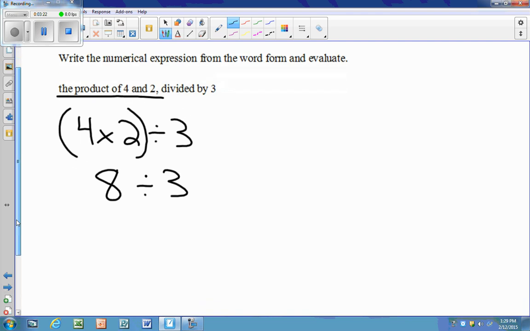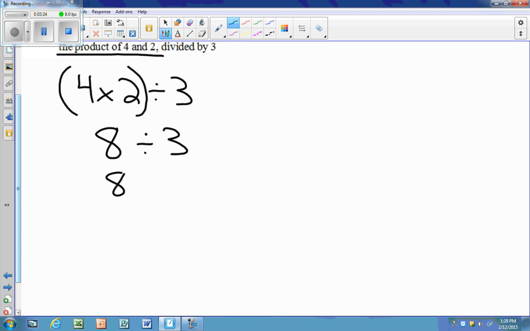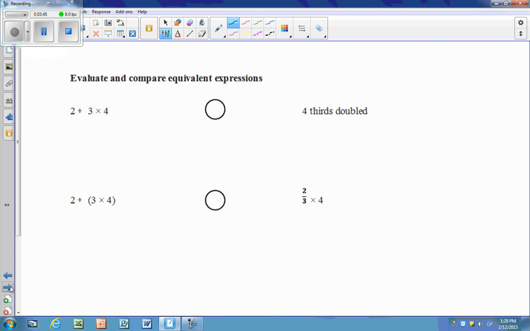And as we learned earlier this week, 8 divided by 3 is 8/3 because it's 8 and this line here means divided by 3. Well, I can't leave it as an improper fraction, so I have to turn it into a mixed number, and I get 2 and 2/3. So if you notice, I never put an equal sign between 8/3 and 2 and 2/3.